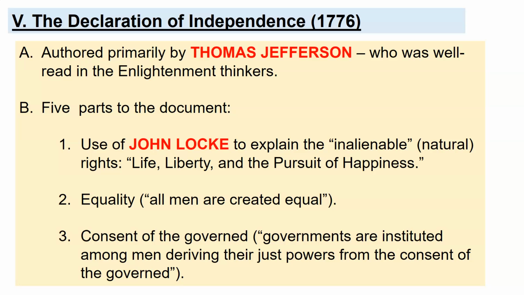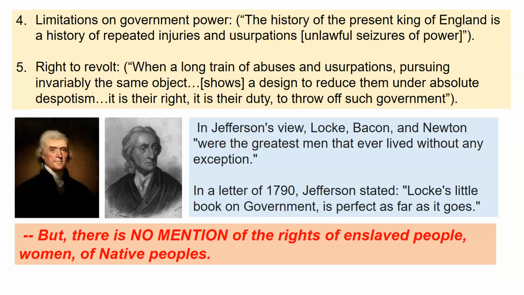And then two, you have equality, the idea of all men are created equal. That's a very, very big principle of the Enlightenment. And then also the consent of the governed. That's something that's being pushed by people like John Locke and several others of the Enlightenment thinkers. Governments are instituted among men, deriving their just powers from the consent of the governed. Governments only exist and get their powers by the consent of the people. The other two are limitations of government power, so making sure there's structures on them.